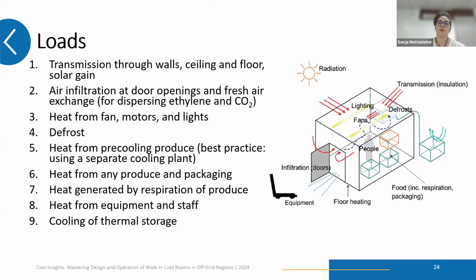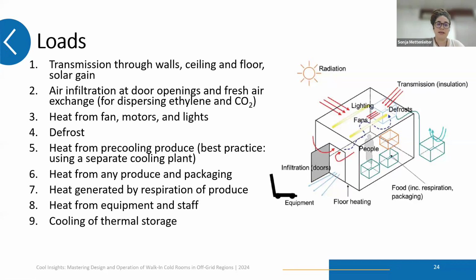So let's look at the loads. On the picture on the right, we see a very full cold room, and that basically represents all the different loads that we have in our cold room. First, we have the transmissions through the walls, ceiling, and floor, as well as the solar gain. Solar gain is if our cold room is outside. It's obviously not if it's in another room, like a warehouse.